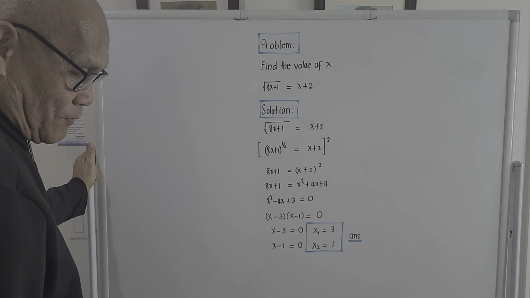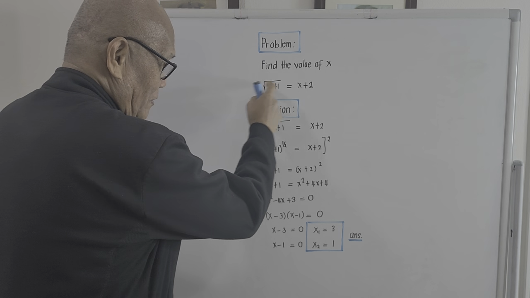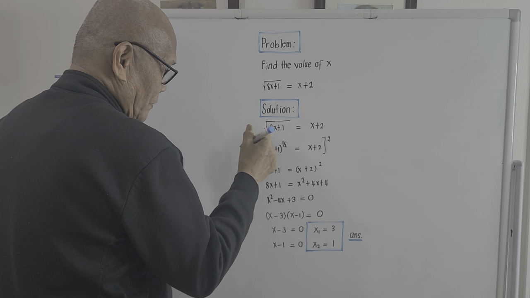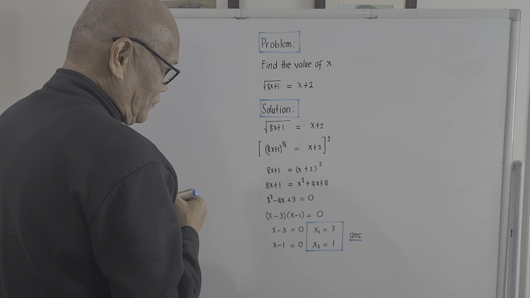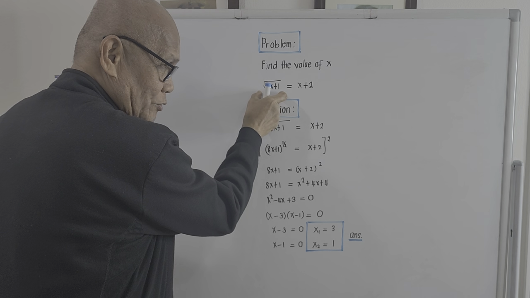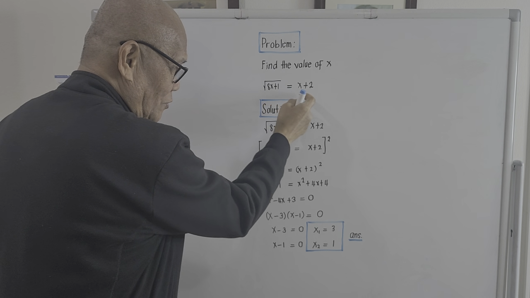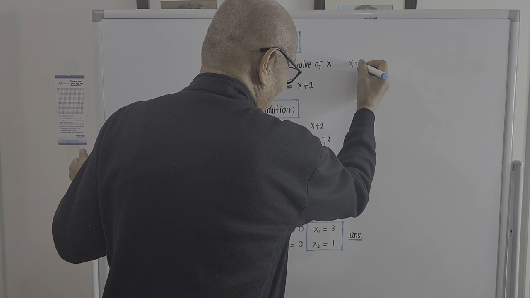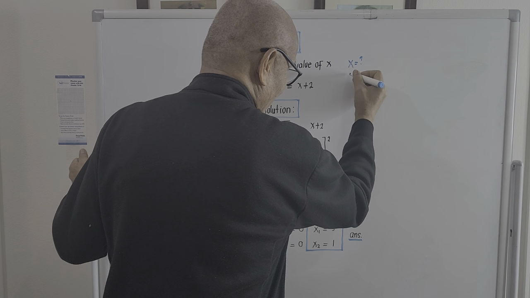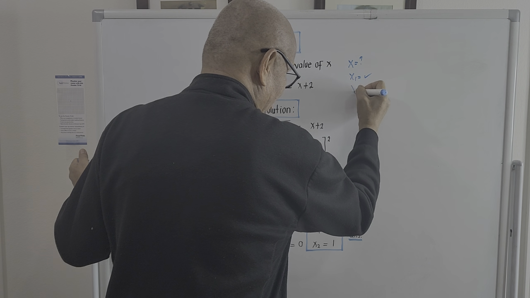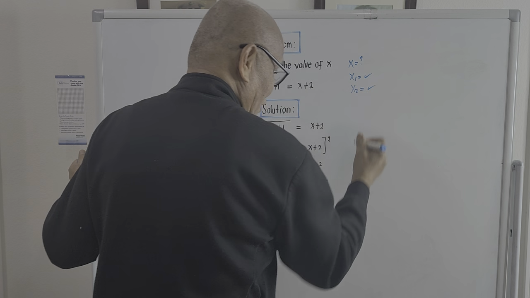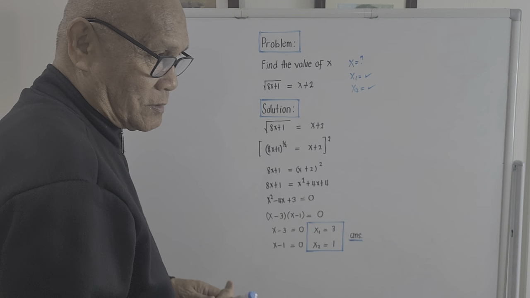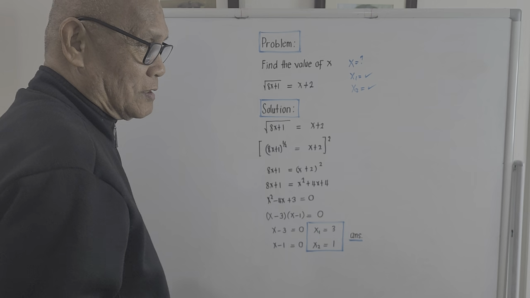We are given the problem: find the value of x. We are given the radical equation, the square root of 8x plus 1, and this is equal to x plus 2. We are asked to solve for the values of x. So it could either be an x of 1 maybe or an x of 2. If what comes out will be a quadratic equation, there will be two possible values of x. Okay, let's proceed with the solution.